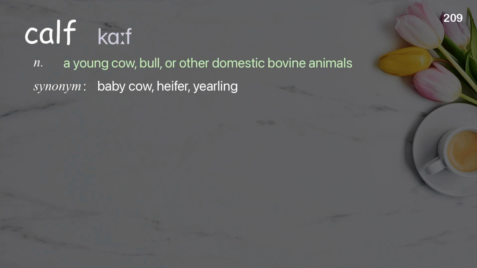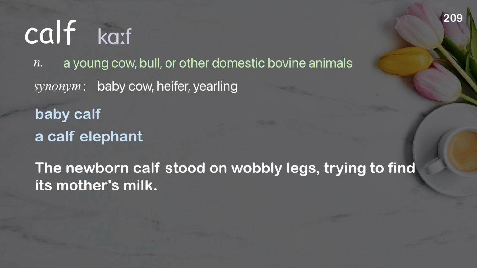Calf. A young cow, bull, or other domestic bovine animals. Examples: Baby calf, a calf elephant. The newborn calf stood on wobbly legs, trying to find its mother's milk.